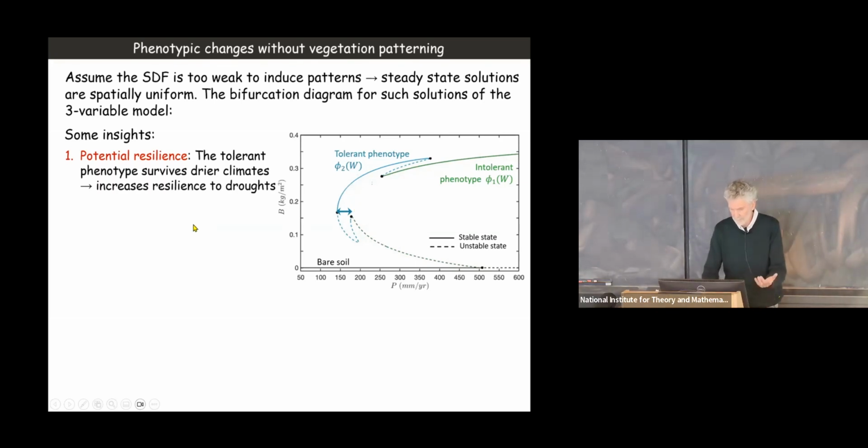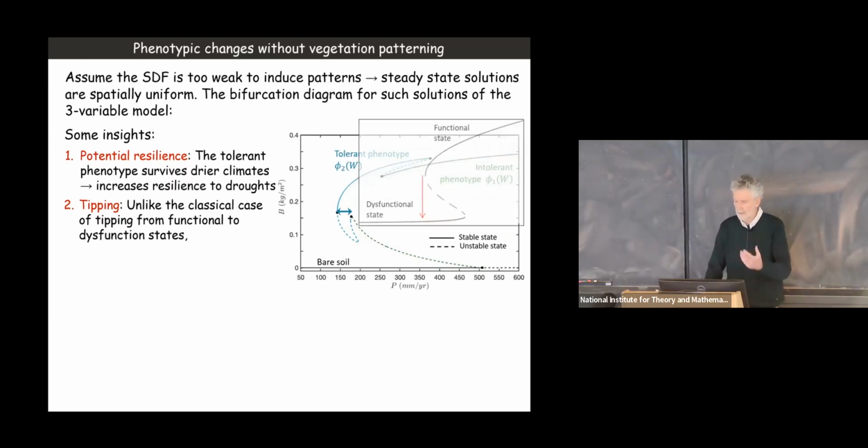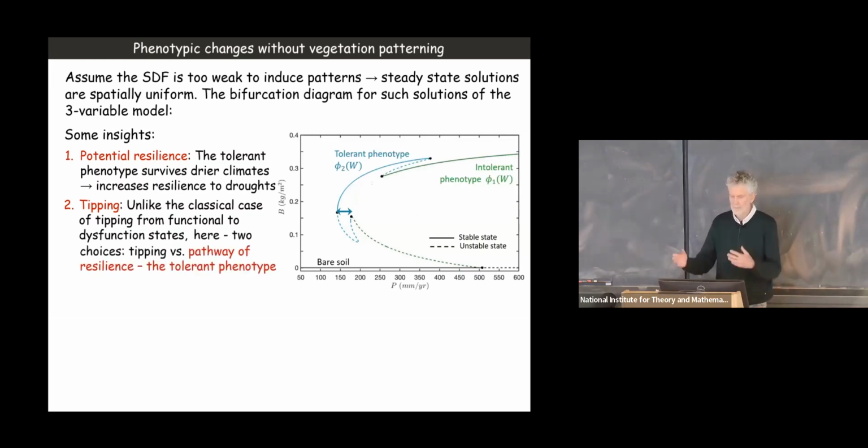So this increases resilience to drought. It tells about tipping. Unlike the classical case of tipping from a functional state to a dysfunctional state, here the plant has a choice. Once the intolerant phenotype ceases to exist, it can either tip to bare soil or go along what we call a pathway of resilience to another functional state, the tolerant state.